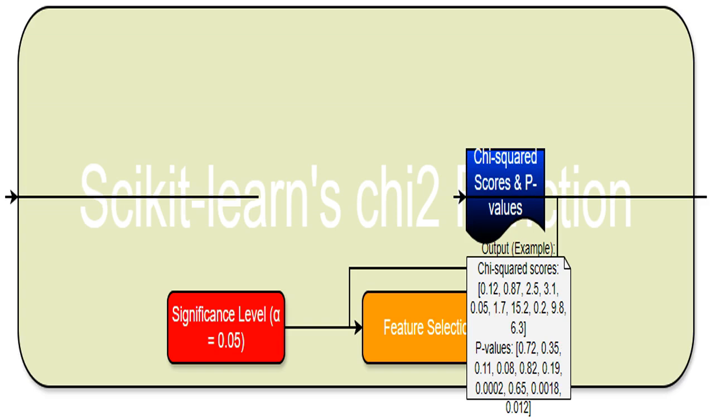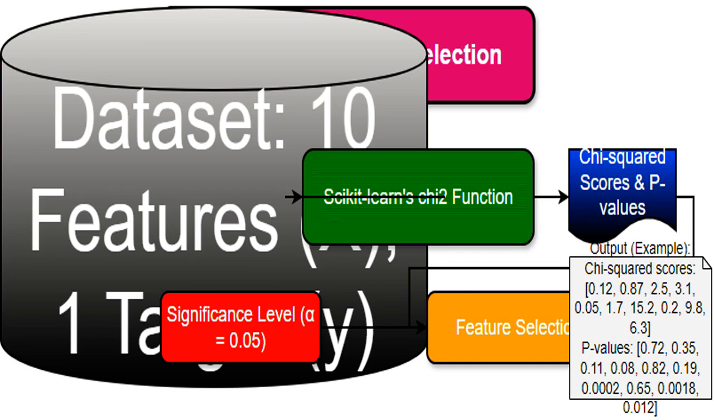I use Sklearn's chi2 function to perform a chi2 test. This test helps me figure out which features are most important in predicting customer churn. The chi2 function gives me two things: chi2 scores and p-values. The chi2 score tells me the strength of the relationship between a feature and the target variable. The p-value tells me if this relationship is statistically significant, meaning it's unlikely to be due to chance.